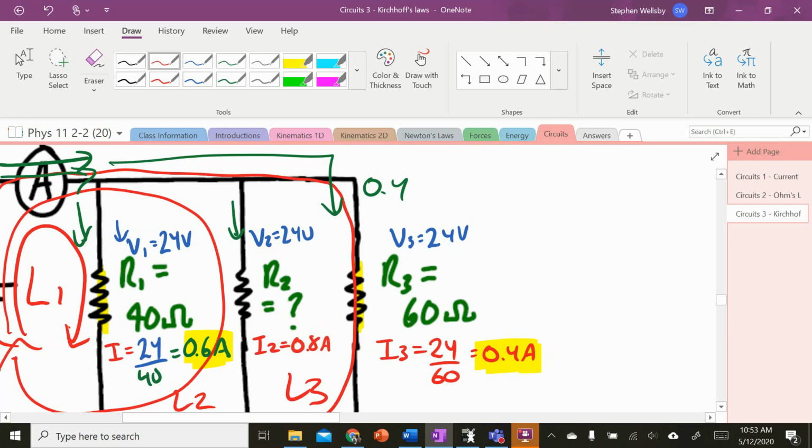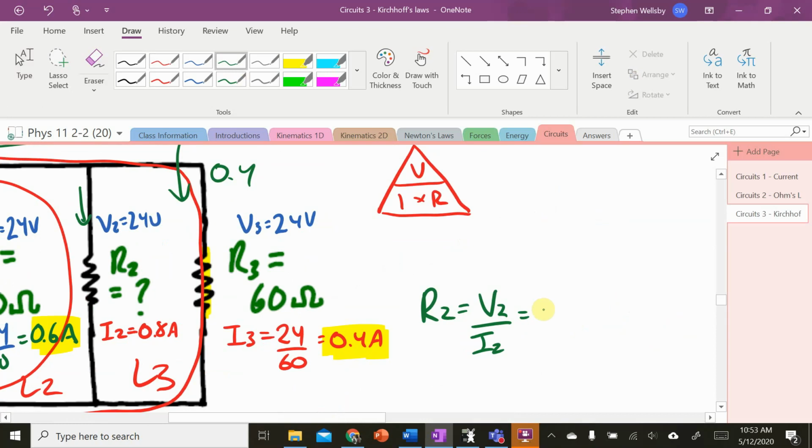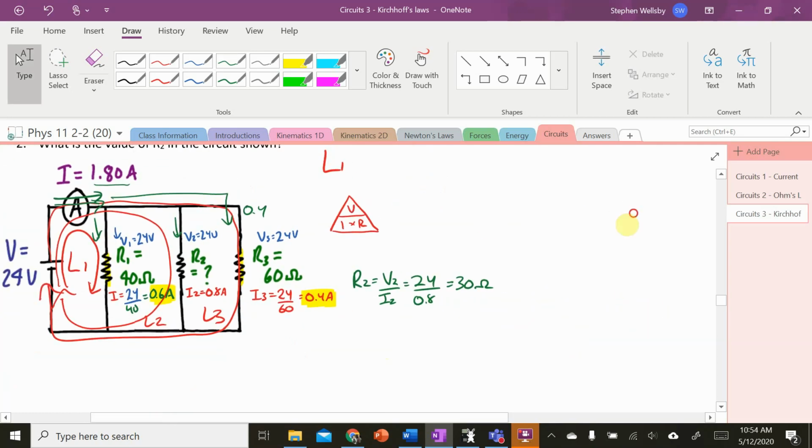And so if I want to find the resistance, R equals V over I. I know this is kind of old school, but you can do this triangle here. If you want to know what the R is, you just cover up the R with your finger, and then you'll see that the equation is V divided by I, and V is going to be I times R. So in this case, R2 equals V2 over I2 equals 24 divided by 0.8, and 24 divided by 0.8 gives us 30. So that's going to be 30 ohms.